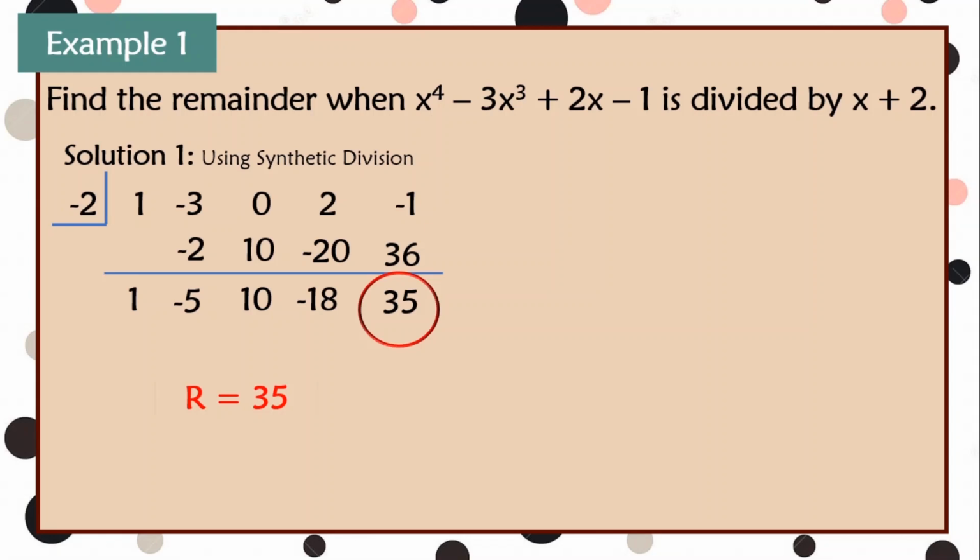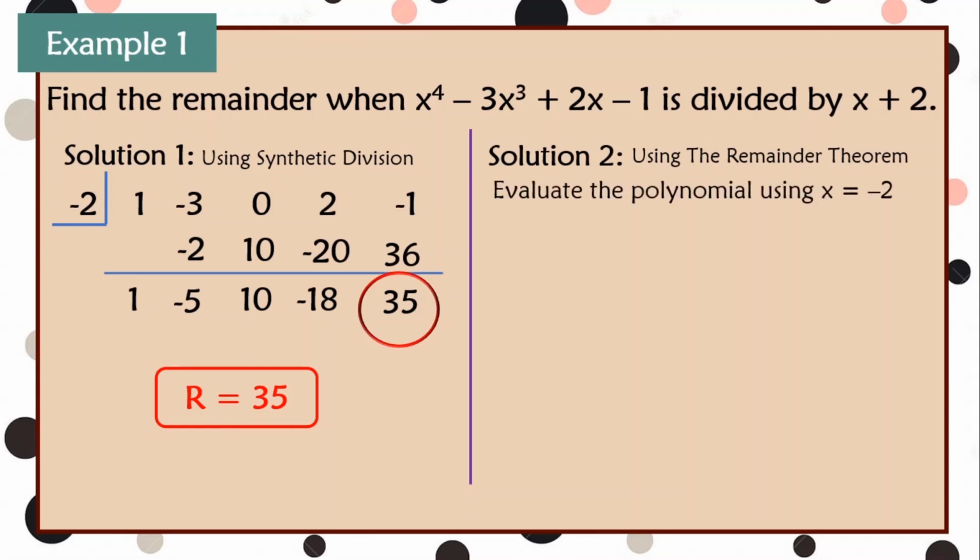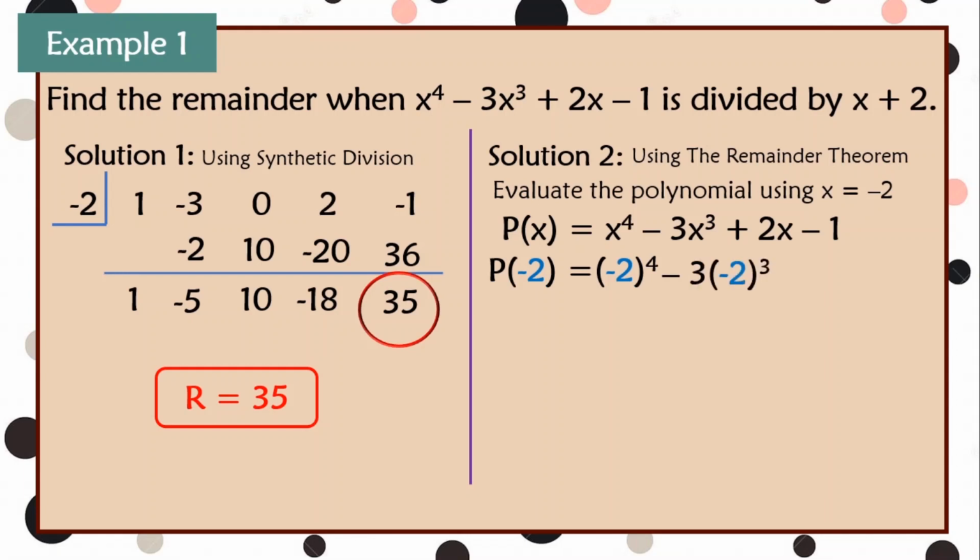Let's try the second solution. Use the remainder theorem. For our remainder theorem, evaluate the polynomial using x is equal to negative 2. So our polynomial is x raised to 4 minus 3x cubed plus 2x minus 1. Substitute negative 2 for the value of x. So we have negative 2 raised to 4 minus 3 times negative 2 cubed plus 2 times negative 2 minus 1.